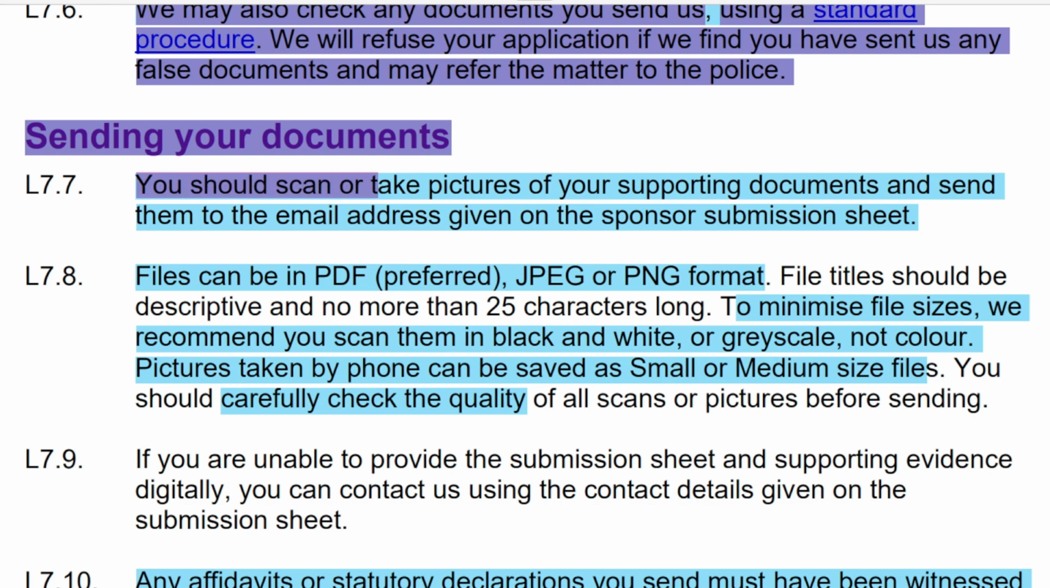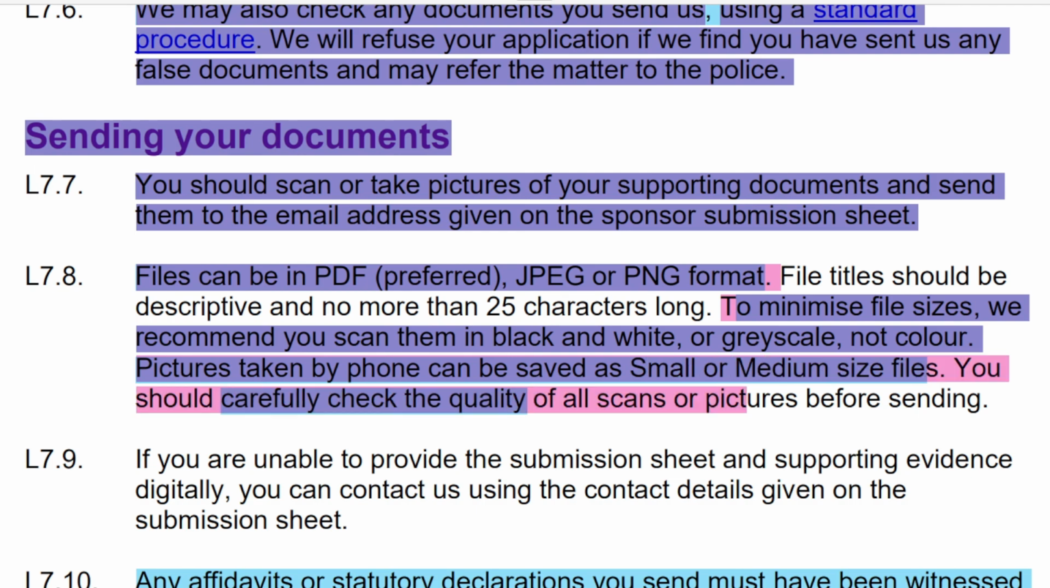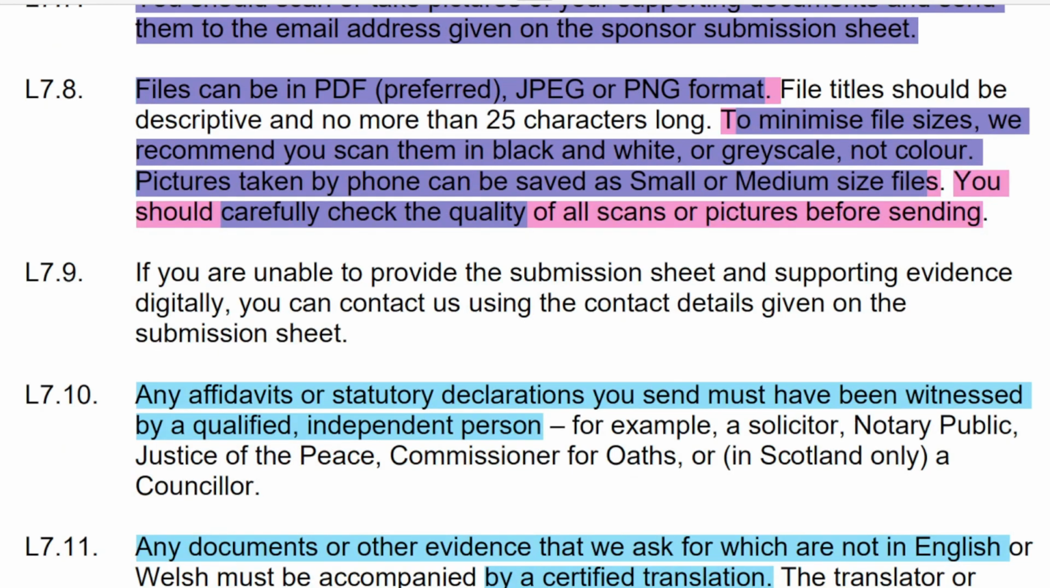You should scan or take pictures of your supporting documents and send them to the email address given on the sponsor submission sheet. Files can be in PDF preferred, JPG or PNG format. To minimize file size, we recommend you scan them in black and white or grayscale, not color. Pictures taken by phone can be saved as a small or medium file. You should carefully check the quality of all scans or pictures before sending them. So it's solely your responsibility to check it.